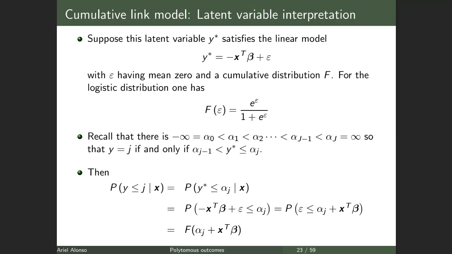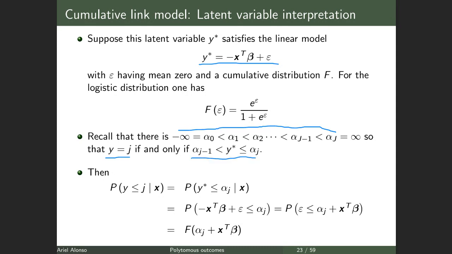Now, you have this model over here for your continuous variable, and now you're going to define a set of J cutoff points in this way. So alpha 0 is minus infinity, alpha J is plus infinity, and then you have all these J minus 1 points in between. And now we are going to claim that the ordinal variable takes value j if the latent variable lies in this interval.